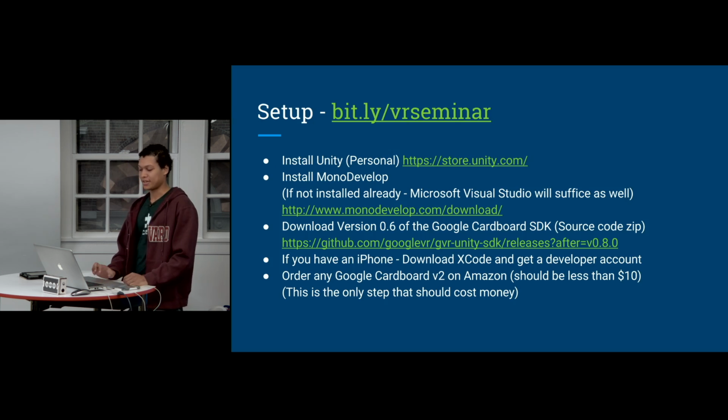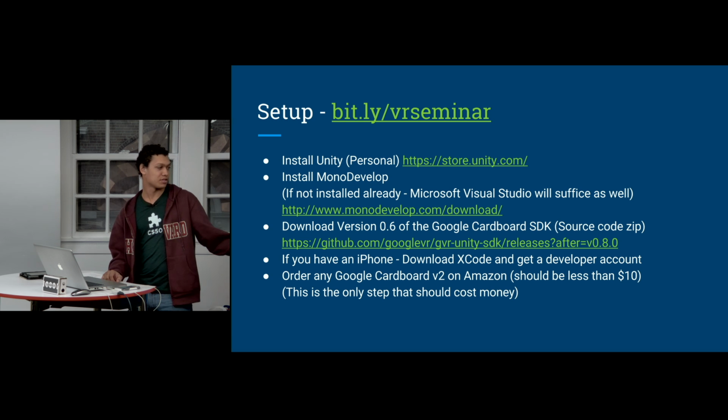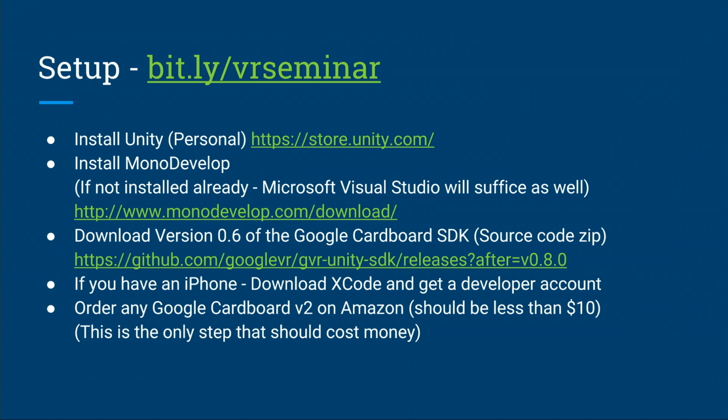So for setup, you're probably going to want to remember this URL so you can access the page. All of these instructions plus a couple more hints are available at bit.ly/VRSeminar. If you follow that link, you'll get access to a page that has all this information plus more. The first thing you're going to want to do is install Unity Personal. Personal is the free version of Unity, and as long as you're not using Unity to make more than $10,000, you should be able to download Unity Personal and use it for free, which is pretty awesome.